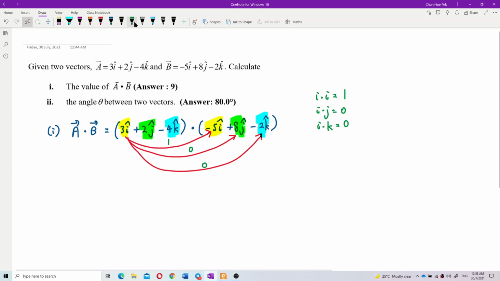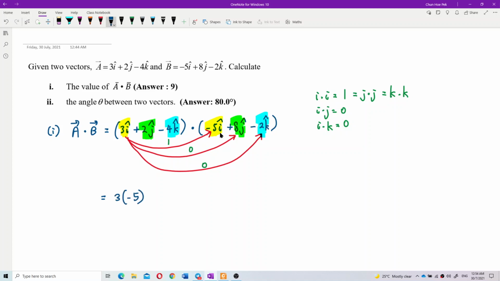Because we know that i multiplied with i gives 1, the same goes for j multiplied with j and k multiplied with k. They are all equal to 1. So we take i with i, j with j, and k with k. The i and i disappear, and what is left is only the constant in front, which is 3 multiplied by negative 5. The i multiplied with i becomes 1 already, so we do not need to write it.